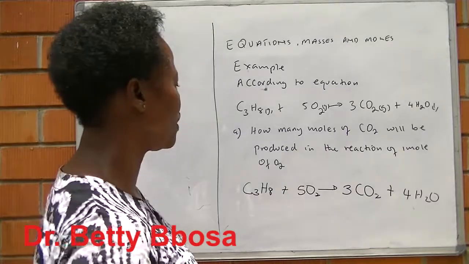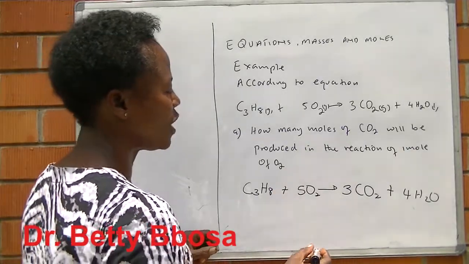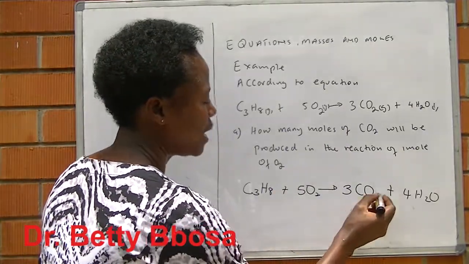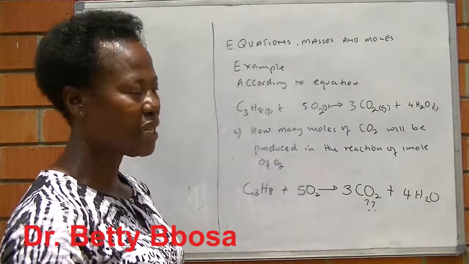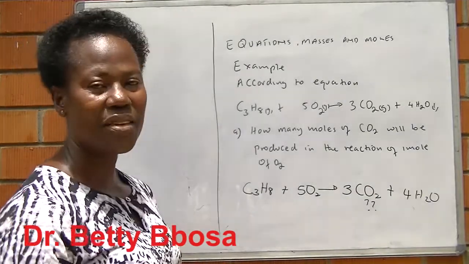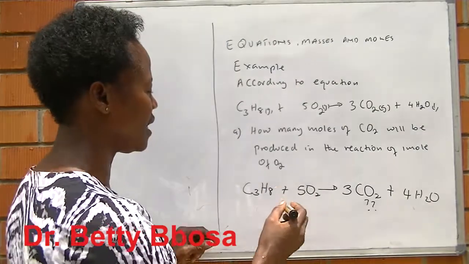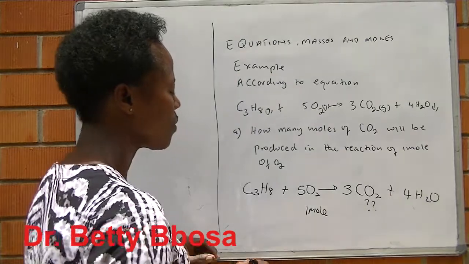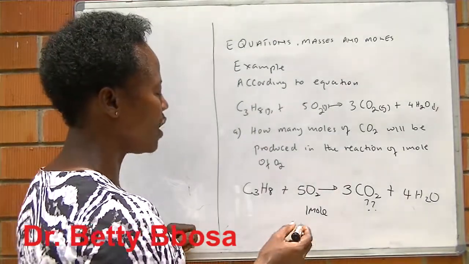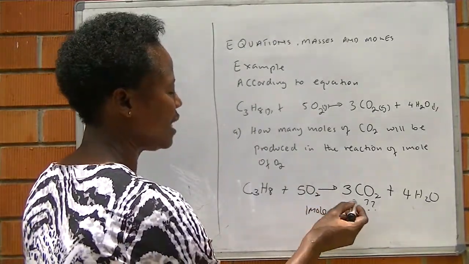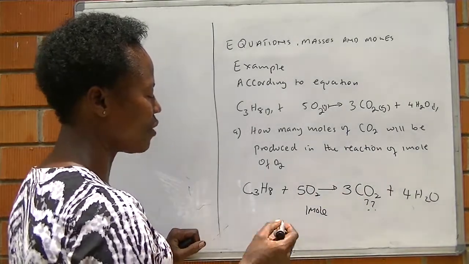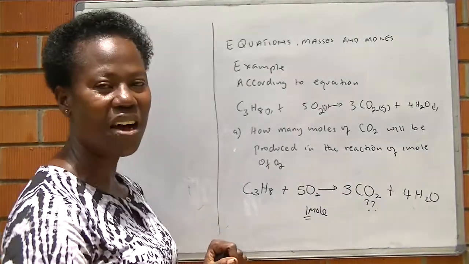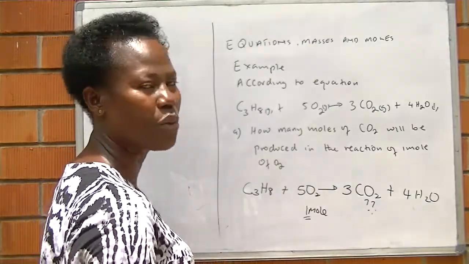Now go back to the question. How many moles of carbon dioxide? Put a question mark below carbon dioxide. Will be produced in the reaction of 1 mole of oxygen. Then put 1 mole below oxygen. Now we are going to deal with only oxygen and carbon dioxide. And always start with a side that is having an answer but not a question mark.